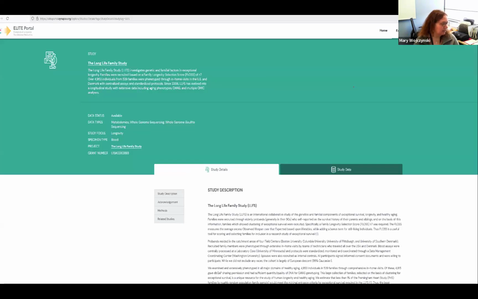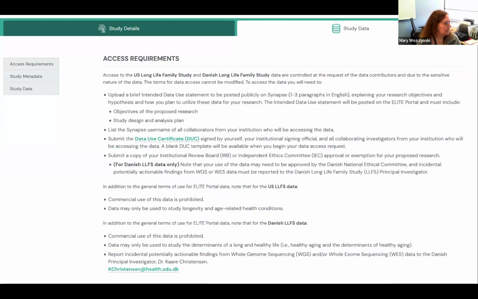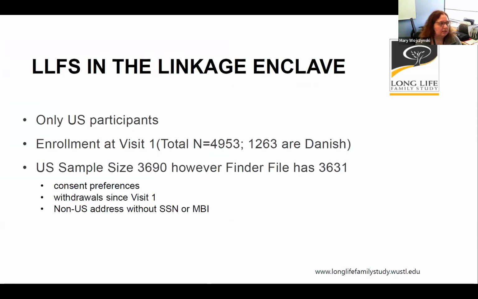Next slide, please. So this is the study page for the Long Life Family Study on the ELITE portal. It has this study description, methods, and then it has a study data tab. Next slide, please. Under the study data tab, it says how you can access the data within the ELITE portal in terms of data use certificates, what you need to have, and what sort of IRB approval you need to obtain our data from the ELITE portal.